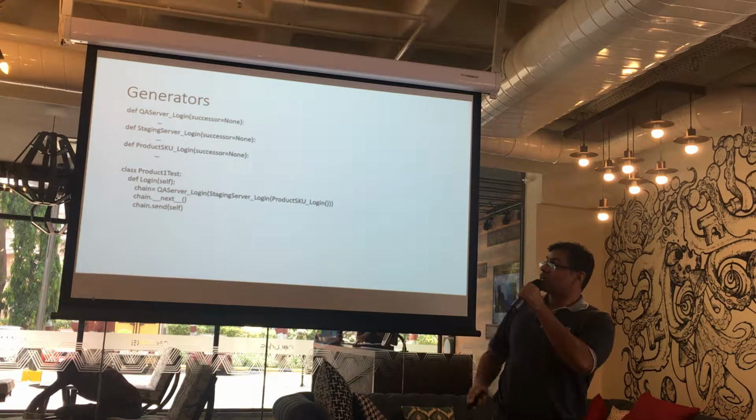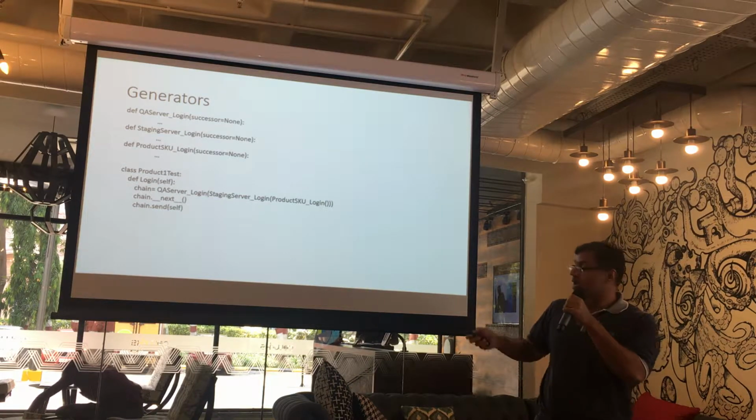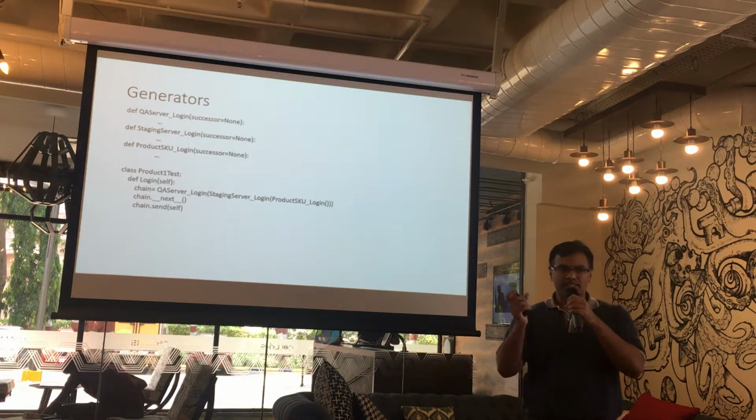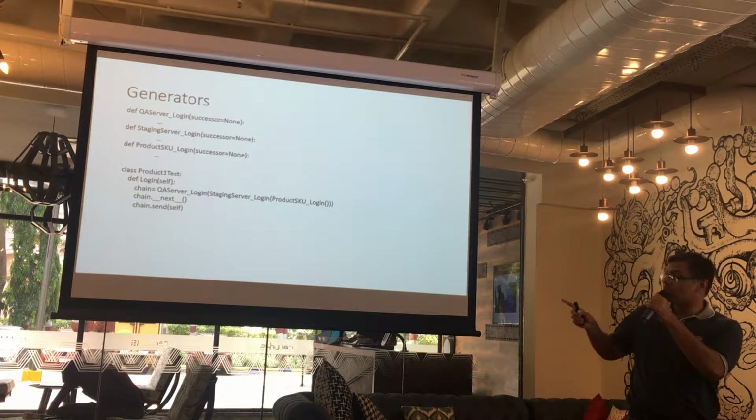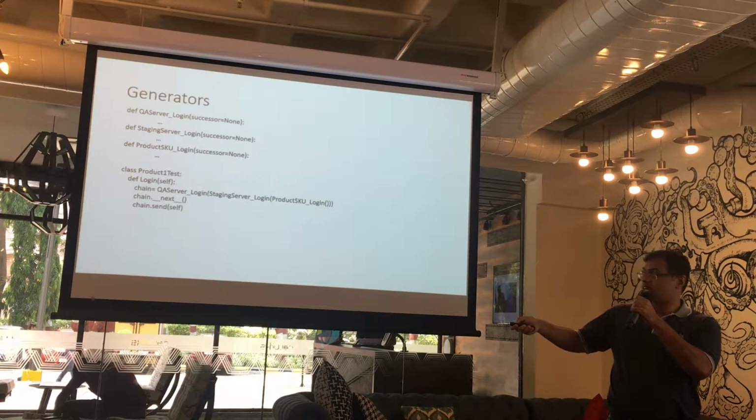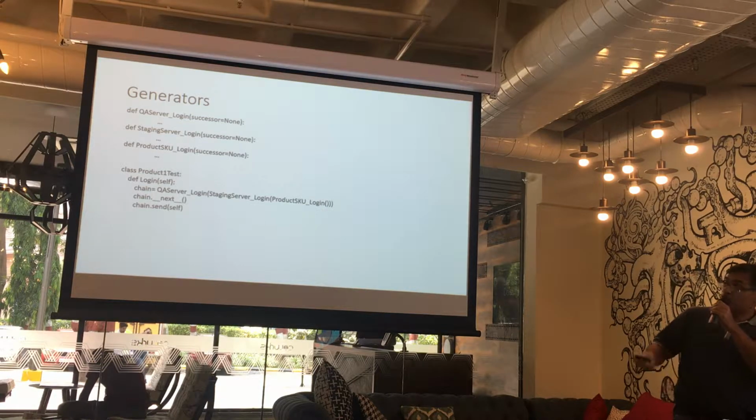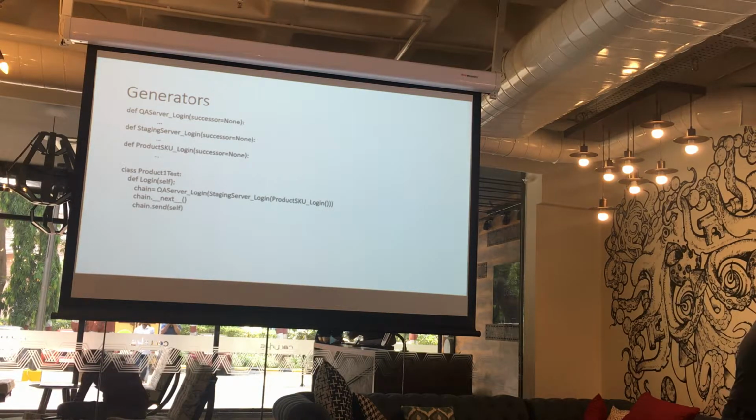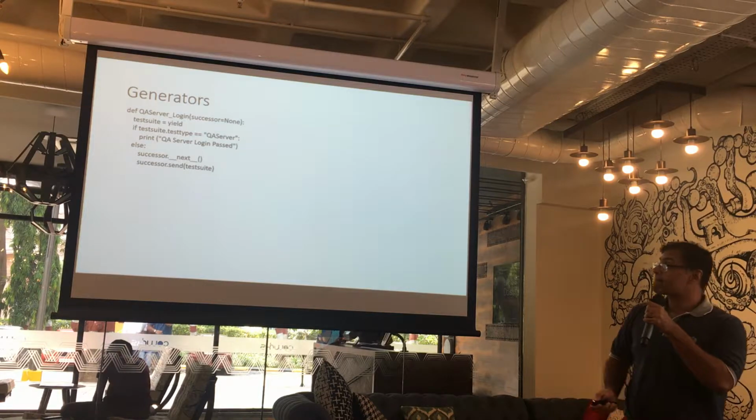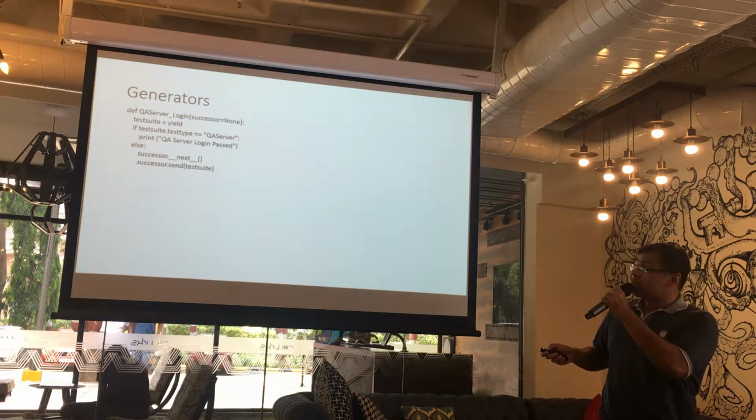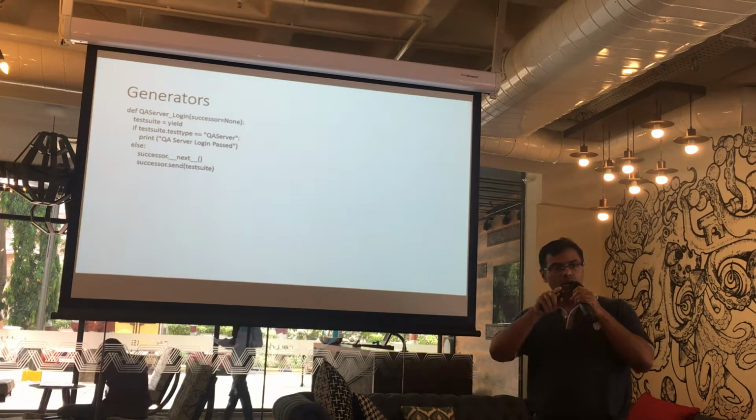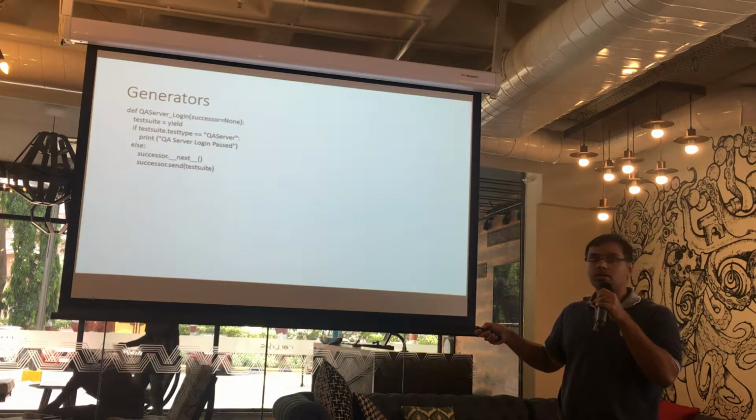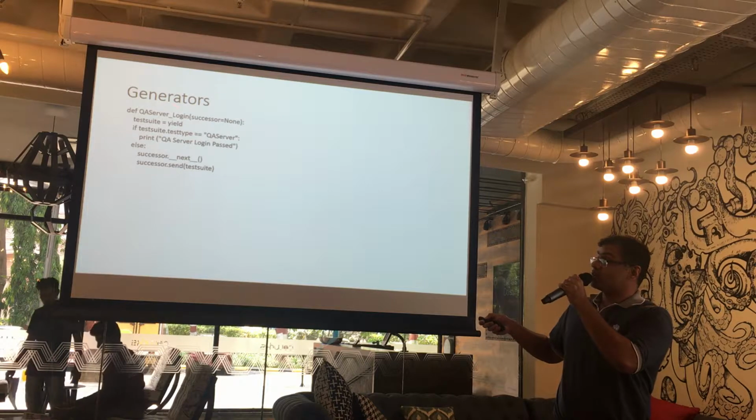I pass that object to that QA server underscore login. And this QA server underscore next is basically getting the first element. And that is my chain. Okay. Now let me show you what's happening inside QA server underscore login. So basically, when you said chain dot next, he comes up here and stops. He stops at that yield.